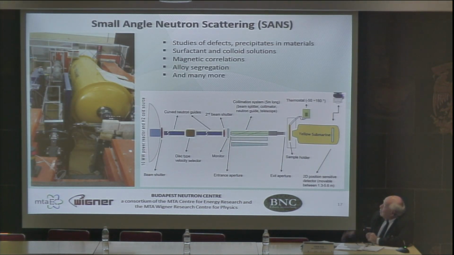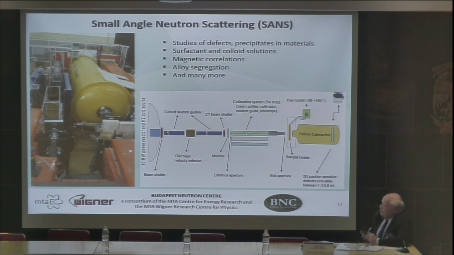This is the other very much used neutron instrument, the small angle neutron scattering, that we call, because of its size and because of its color, the yellow submarine. So there can be seen that studies of defects, precipitates in materials, surfactants and colloid solutions, magnetic correlation, alloy segregation, and many more other types of trials can be done.